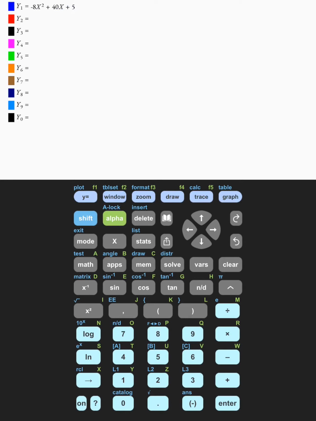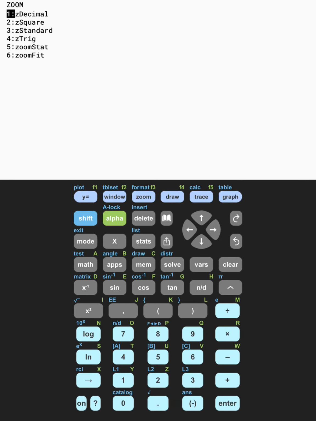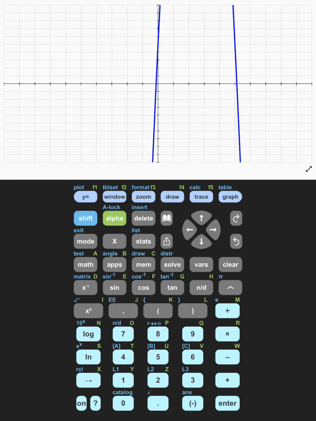We're going to use x instead of t. So negative 8x squared, the x is right below the green button, plus 40x plus 5. Okay. Now when you go to graph, your graph probably looks like this. And that's okay. That's what it should look like. It should look something like that.